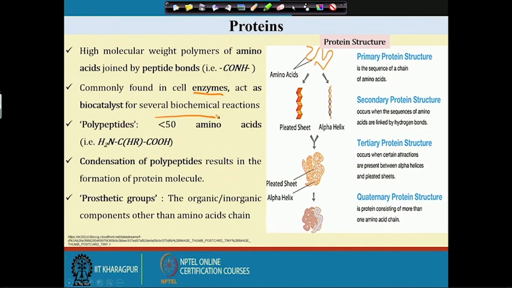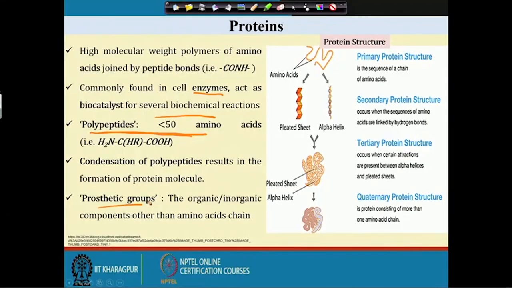And as I pointed out, what are polypeptides? Where we have less than 50 amino acids, they are polypeptides. If there are more than 50 amino acids, we consider it a protein. So, condensation of polypeptides, if we have the combination of several peptide molecules, then we call it a protein molecule. We have several proteins, we have collagen protein, we have lots of protein molecules.